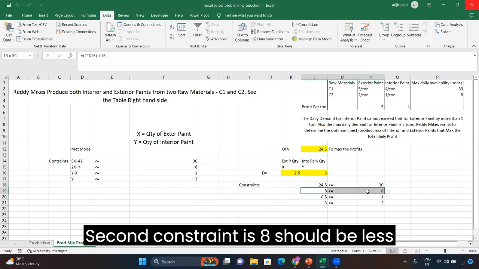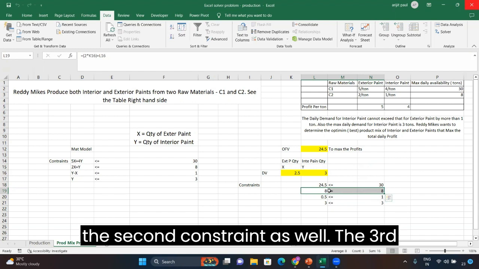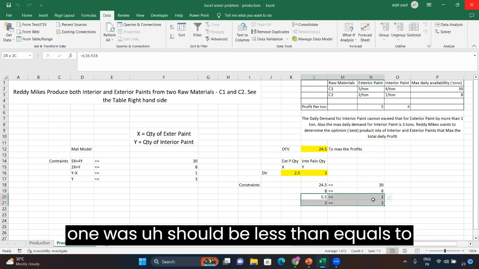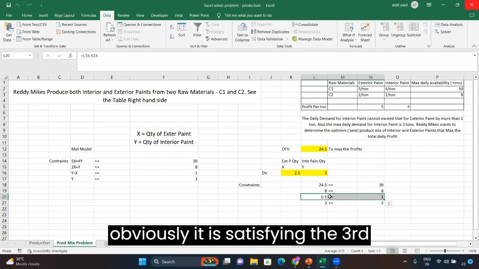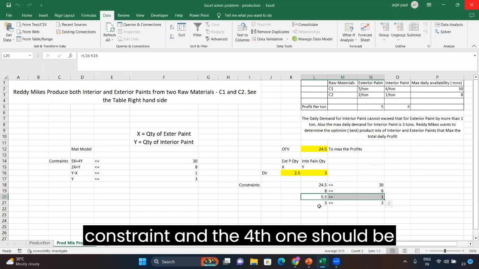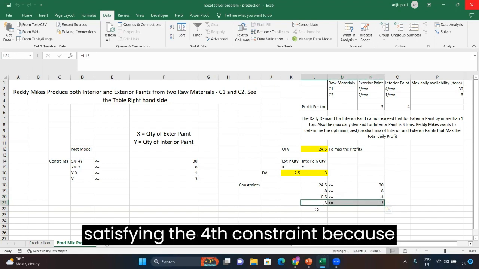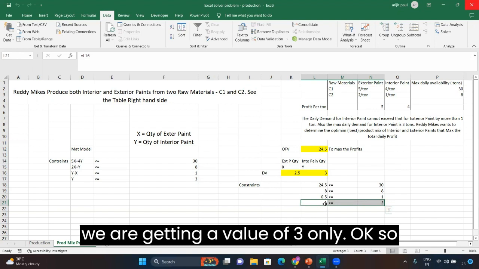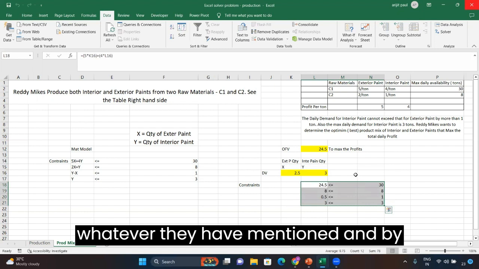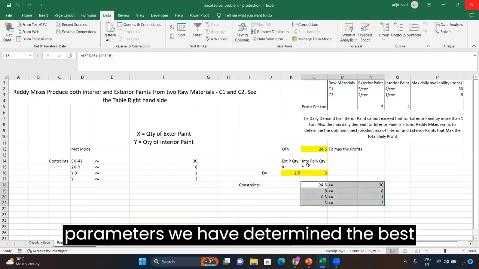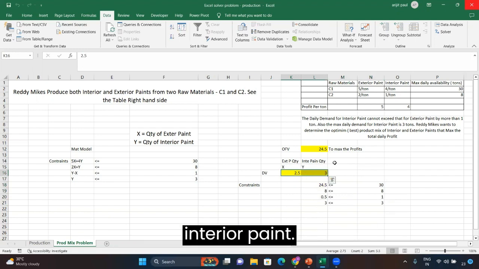The second constraint is 8 should be less than or equal to 8. So the second constraint is satisfied as well. The third one should be less than or equal to 1, and we are getting a value of 0.5, so obviously it is satisfying the third constraint. The fourth one should be less than or equal to 3, and it is also satisfied because we are getting a value of 3. So we have satisfied all these constraints, and by using all these constraints and the input parameters, we have determined the best production plan for exterior and interior paint.